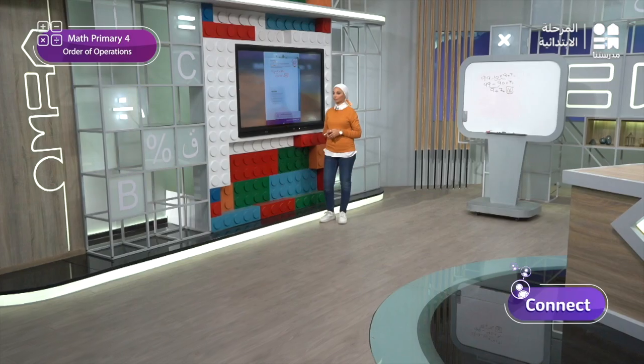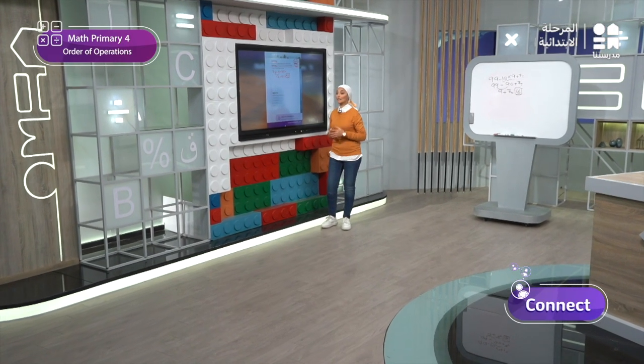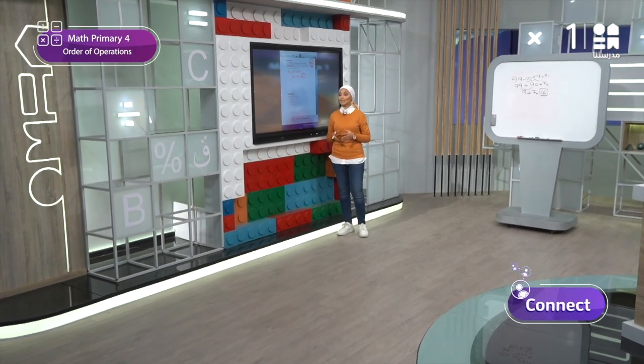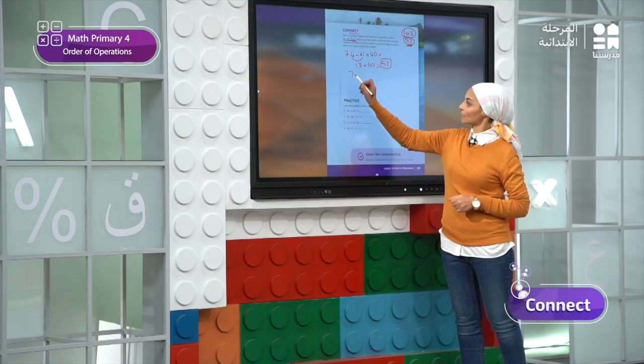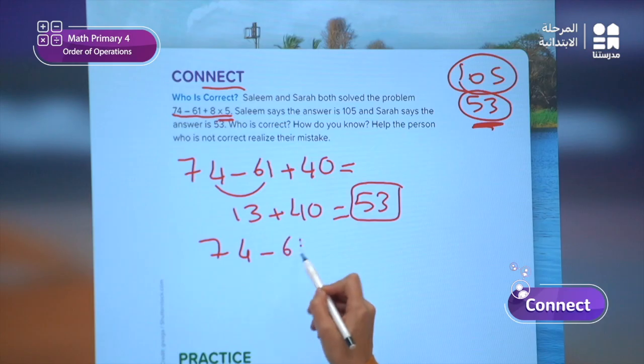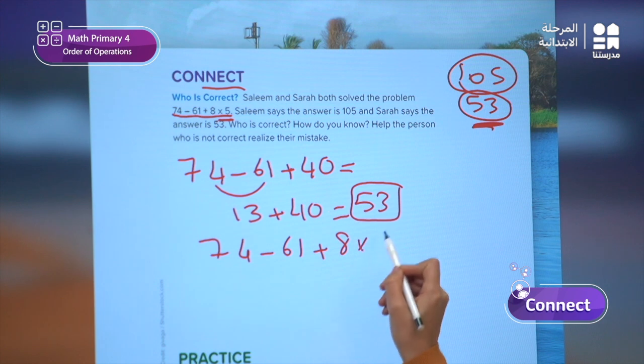correct answer. And now, why do you think Salim had a different answer? Why did Salim get a different answer? Of course, he made a mistake. He must have done something wrong in his problem. First, he subtracted 74 minus 61. My problem is 74 minus 61 plus 8 times 5.